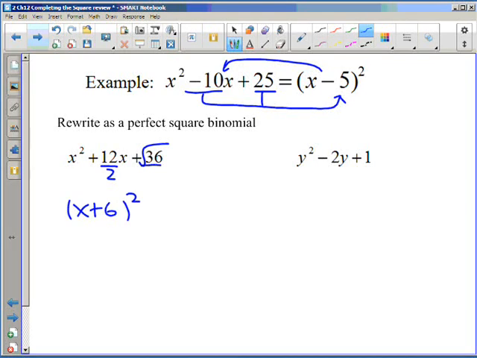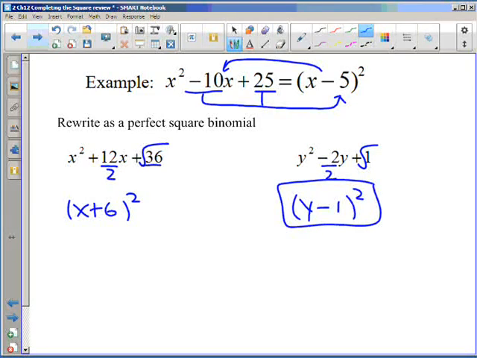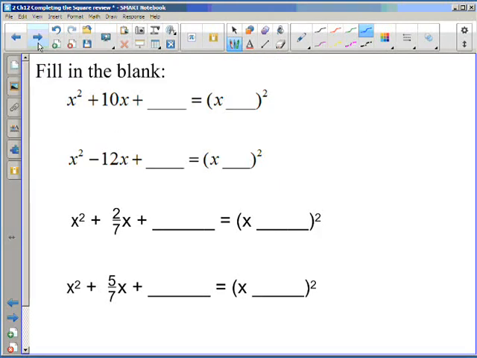Try this one on your own. Notice the negative. Okay, half of negative 2 is negative 1, and the square root of 1 is 1. So we get y minus 1 squared. Notice you're always going to have a positive number there on the c. Try these on your own, see if you can get them. Do the first two. I'll go over something on the last two.